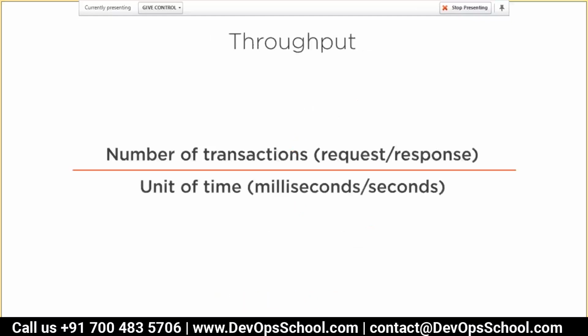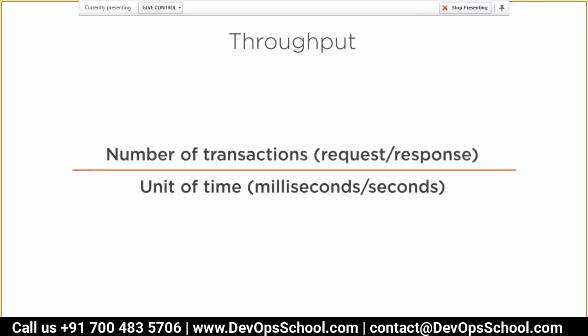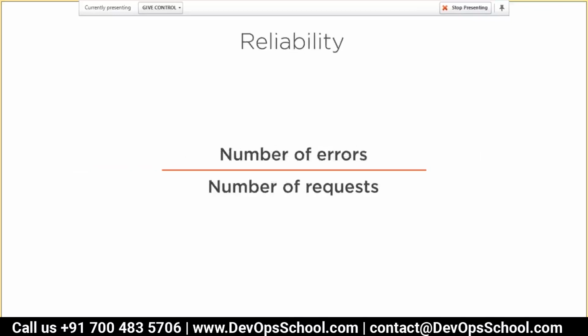Now, throughput is basically the number of transactions which are requested or responded per unit of time, in millisecond or second. So that is basically throughput. Here, the number of transactions can be in bytes sent or received also, and the unit of time can be in millisecond or second also.